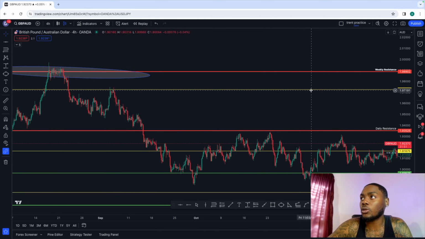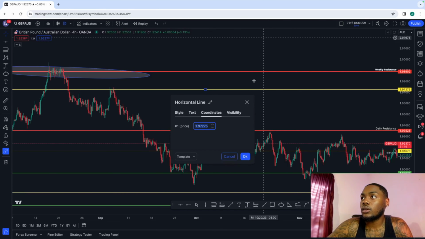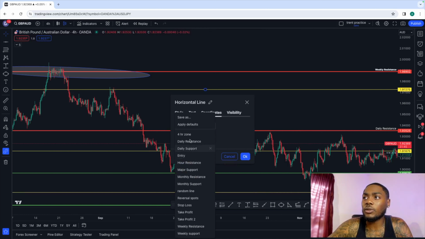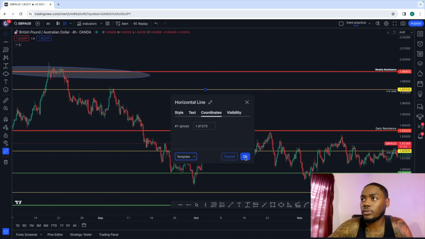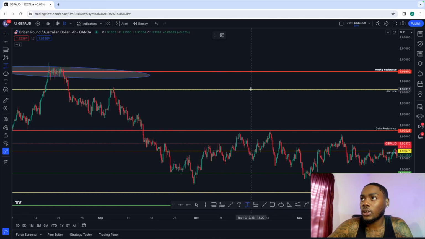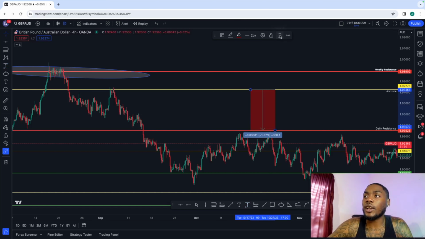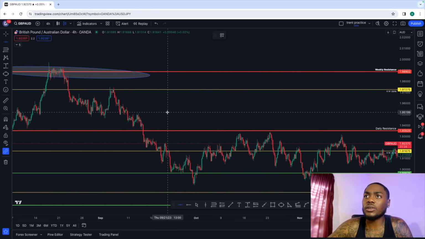It's already at the quarter point, 1.97275. So I'm not going to label this as a 4-hour zone. This is a 160 pip move from this zone to this zone, and this is about a 300. If you're uncomfortable with that, sometimes I would take it, but in this instance I'm going to find another 4-hour zone just to be on the safe side.